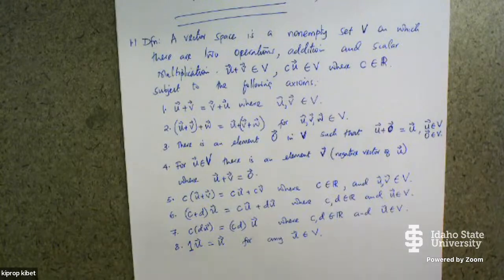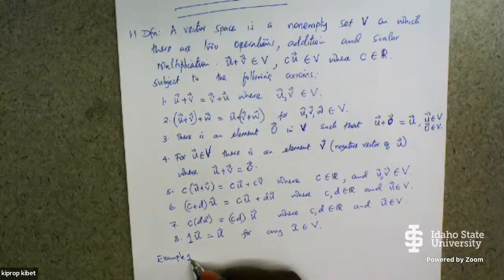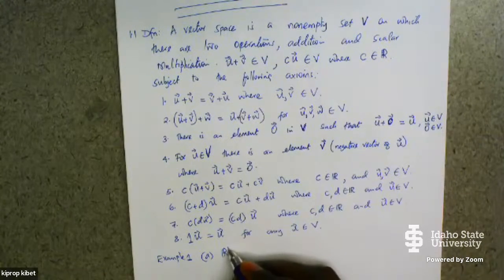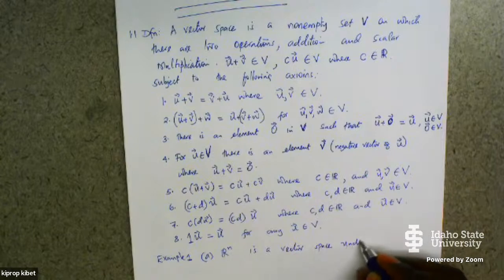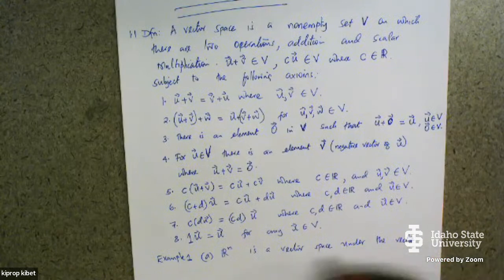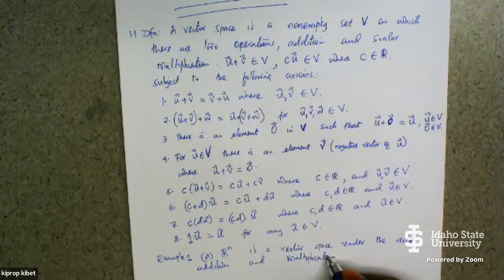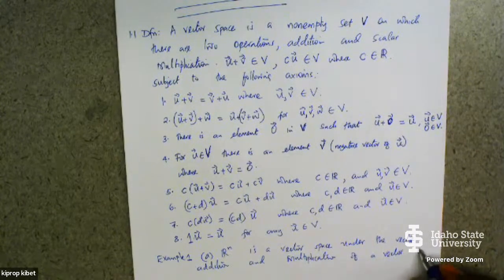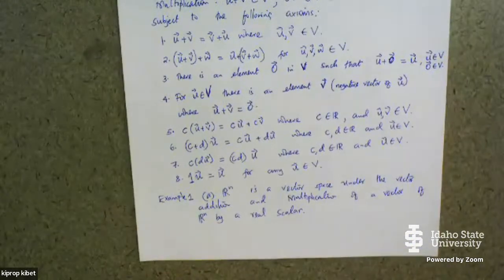So, example number 1. A, the real number Rn is a vector space under the vector addition and multiplication of a vector of Rn by a real scalar. And we already saw this one previously.